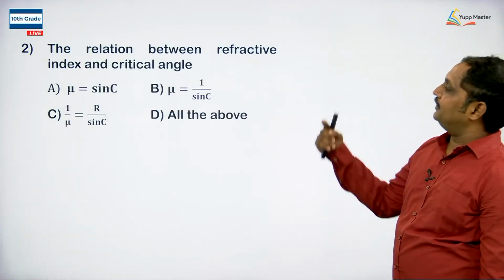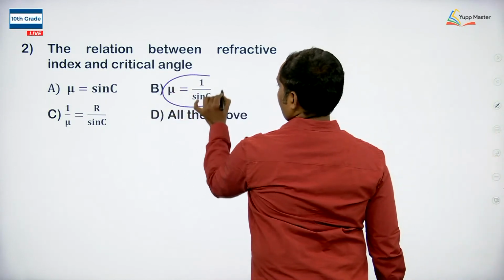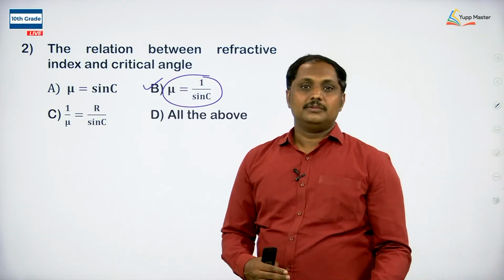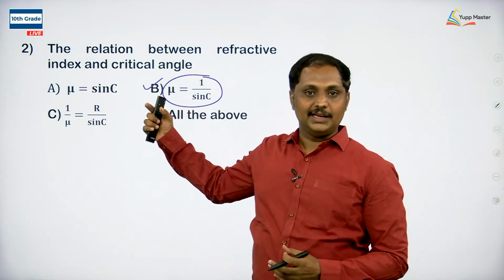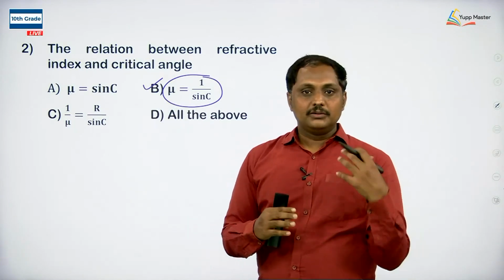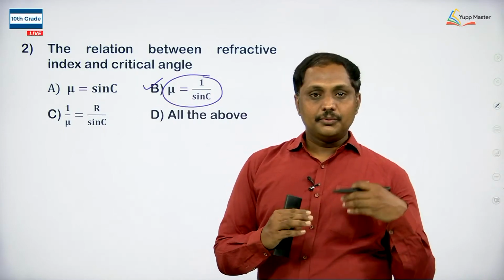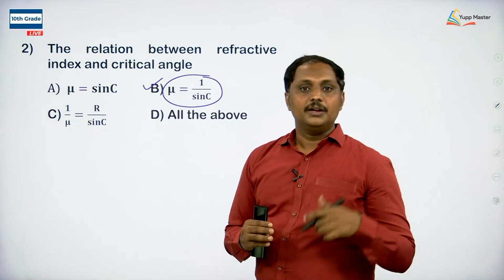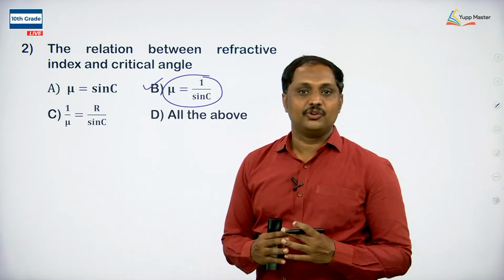The relation between the refractive index and critical angle. This is the correct option, what we have derived. So, in the next classes also we would like to discuss problems based on the critical angle and the refractive index of a medium. Please make continuous efforts to get better improvement. It might be very useful for your higher classes and entrance examinations also.